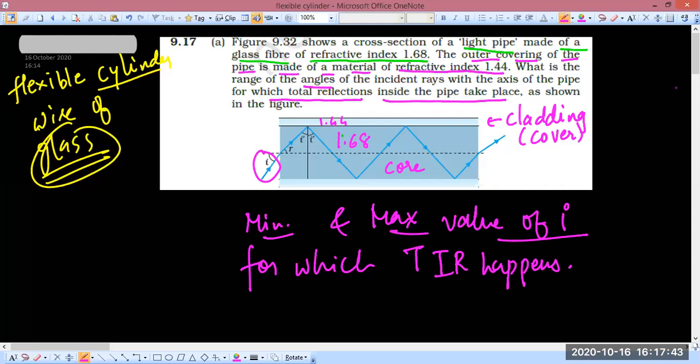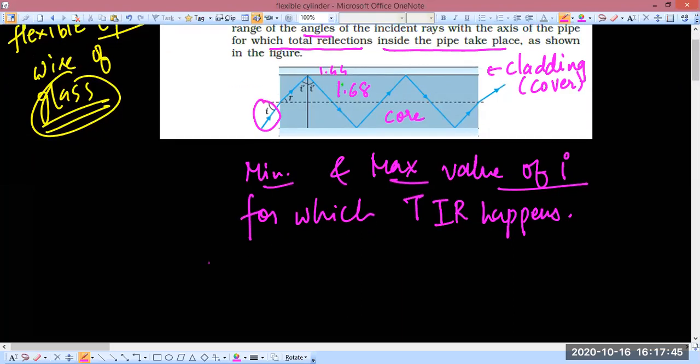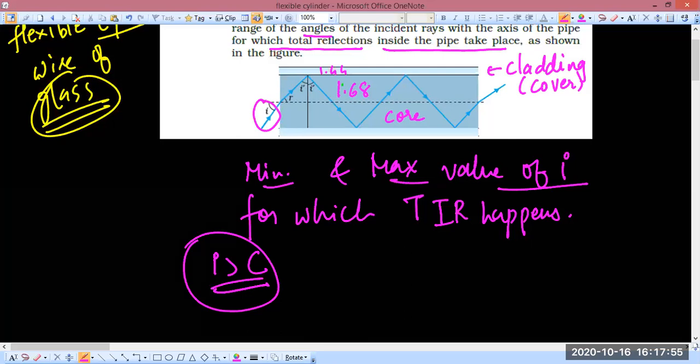Now see, this is not so simple as this directly. You cannot just write I greater than C and say sir, answer has come, that won't work, because here if you look at this point, let's call this A, total internal reflection is never going to happen at A. It will happen at this point B. Okay, so total internal reflection is going to occur at B, right?